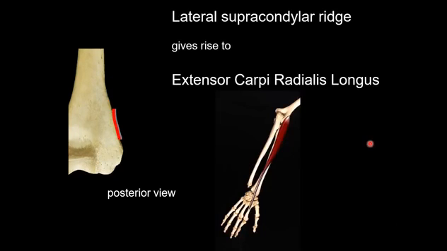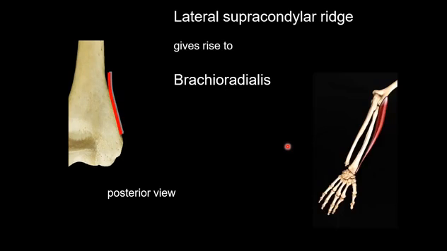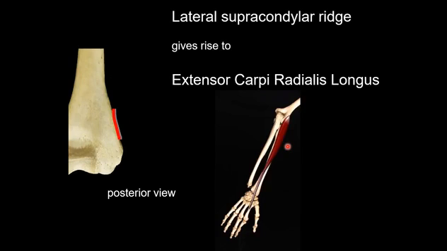So we have also the lateral supracondylar ridge giving rise to extensor carpi radialis longus. Remember we talked about flexors, now we're talking about extension. Remember, we talked about the medial epicondyle giving rise to most of the flexors. Okay, palmaris longus and other flexors. Now we're talking about the lateral supracondylar ridge giving rise to some of the extensors. Brachioradialis is one of them. Extensor carpi radialis longus is another one.